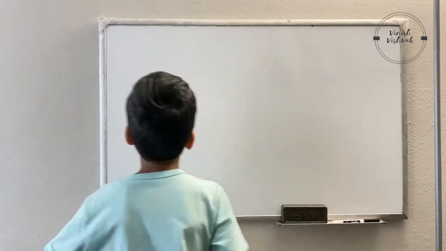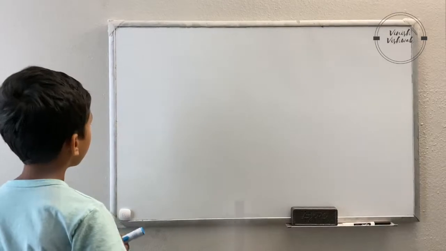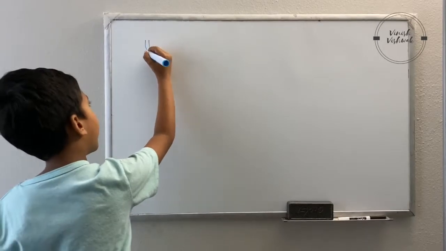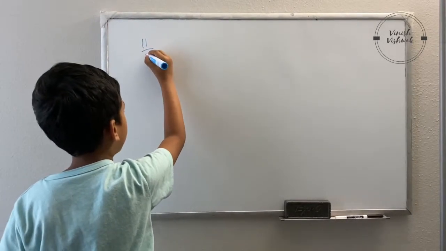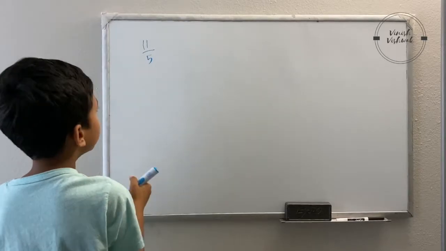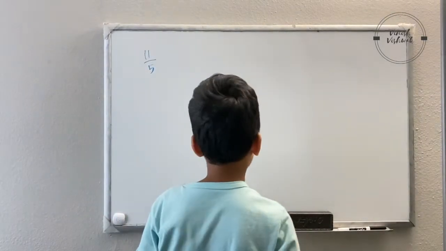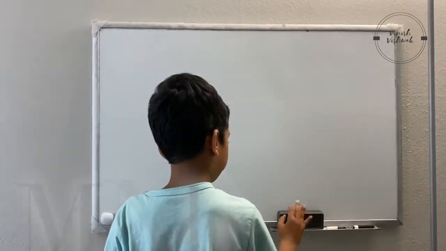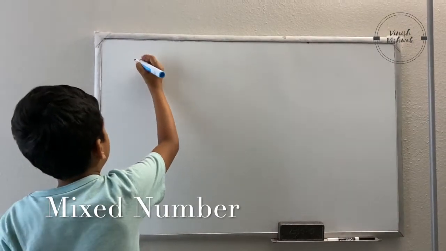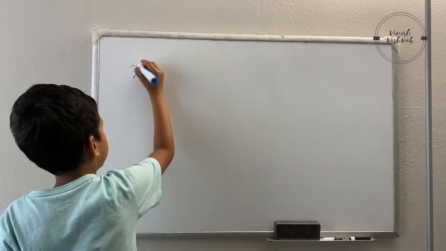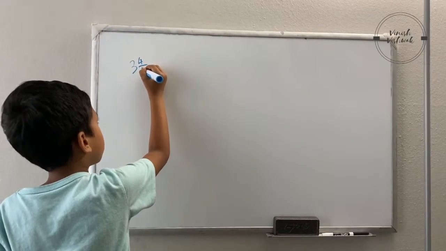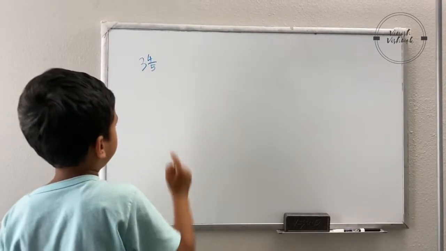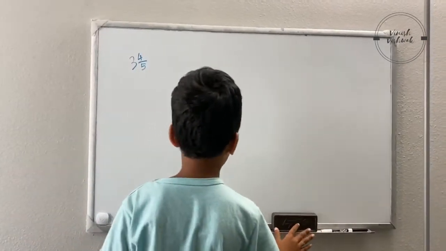Now, an improper fraction is a bigger number at top and a smaller number at bottom. That's an improper fraction. And the mixed number, and this is called a mixed number. A whole number and a fraction, a proper fraction next to it.